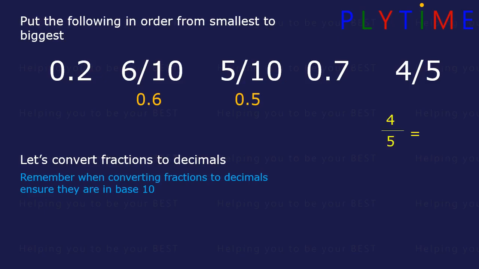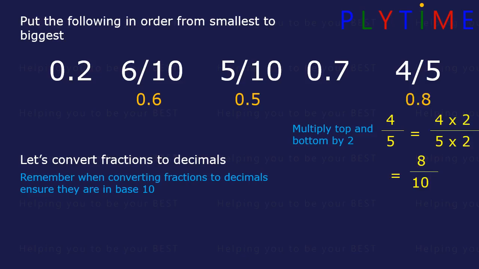We need to convert it to tenths, so we'll multiply both the top and the bottom by 2. 4 times 2 is 8 and 5 times 2 is 10. Now we have 8/10 or 0.8 as a decimal. Now we can compare them.